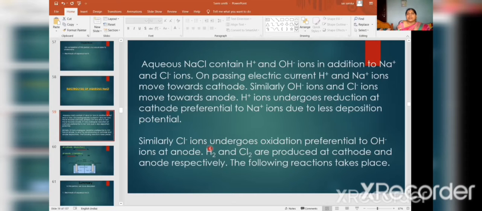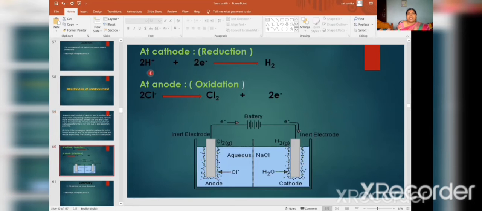So during electrolysis of aqueous NaCl, which gases are liberated at the anode and cathode? Hydrogen gas is liberated at the cathode and chlorine gas is liberated at the anode. Whatever Na plus ions and OH minus ions are there, they will combine and form sodium hydroxide as a byproduct in the solution. At the cathode, both ions are moving, Na plus and H plus. Here, H plus ions undergo reduction and form hydrogen gas.